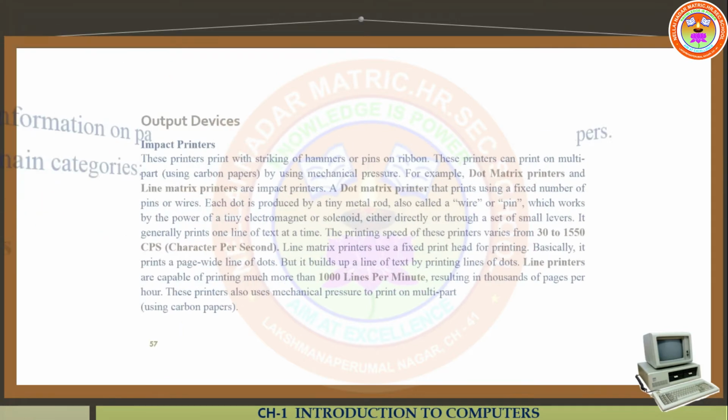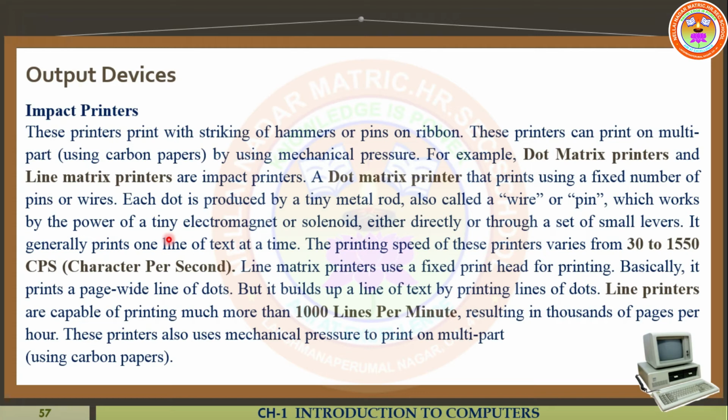The first category is impact printers. So what does it mean? These printers print with the striking of hammers or pins on a ribbon. So how do they print? With the striking of hammers or pins on the ribbon.